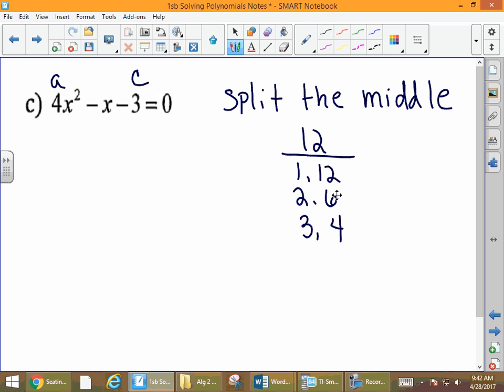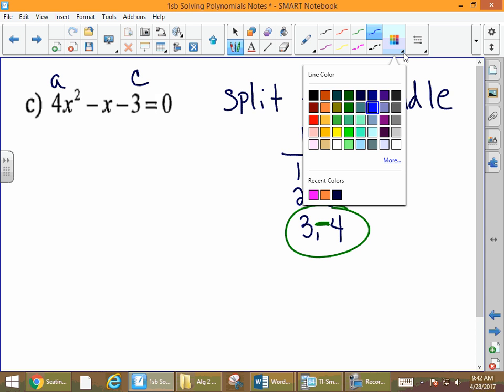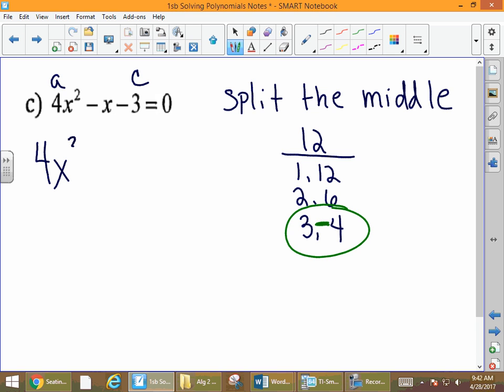Matthew? The 3 and the 4. And in fact, it's going to have to be 3 minus 4, which will give us negative 1. And when we split the middle, we're going to write down our 4x squared, which we started with, and our minus 3. And conceivably, what's going to be easiest for you is to write minus 4x plus 3x.